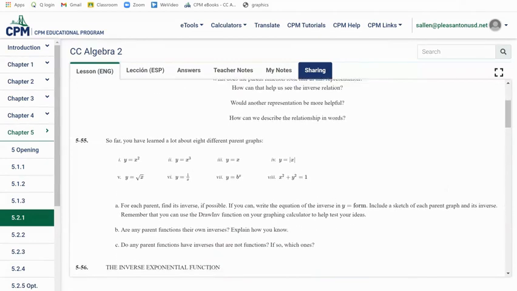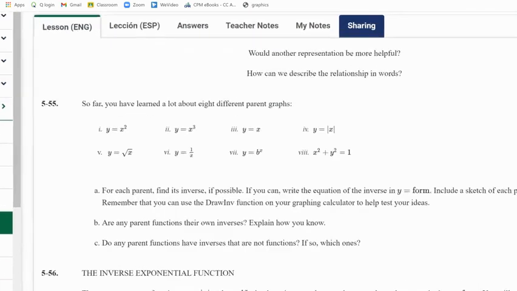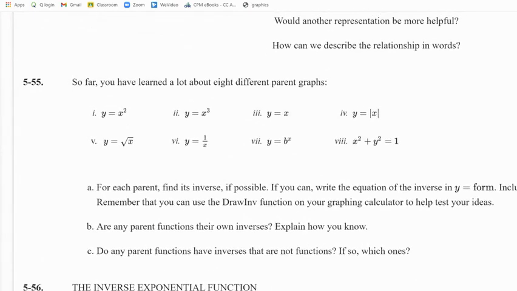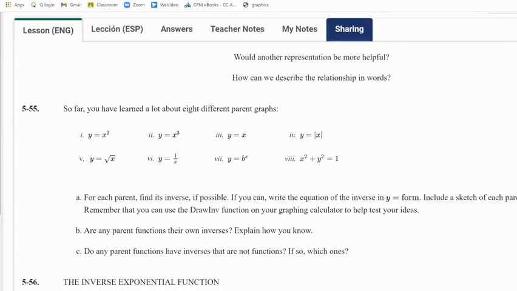It says, so far you have learned a lot about 8 different parent graphs. If we look at these graphs, we have a parabola, a cubic, a line, an absolute value function, a square root function, a rational function, exponential, and then we have a circle. So for each parent, you are going to find the inverse if possible.